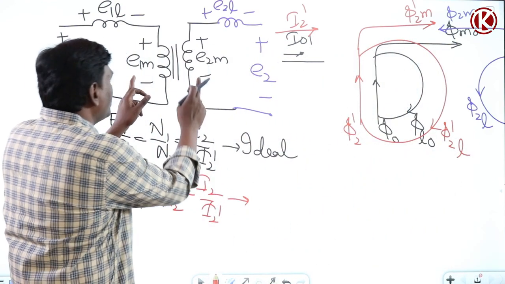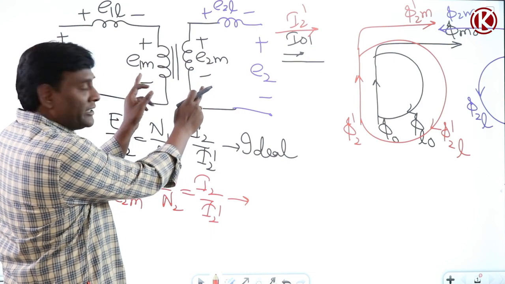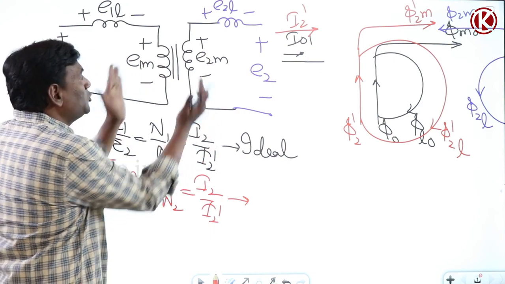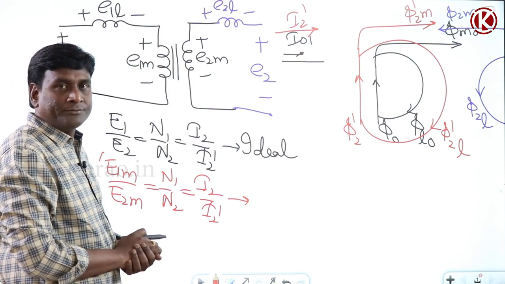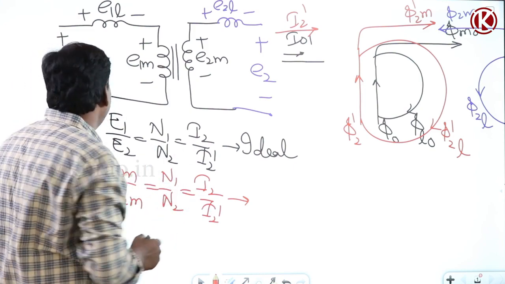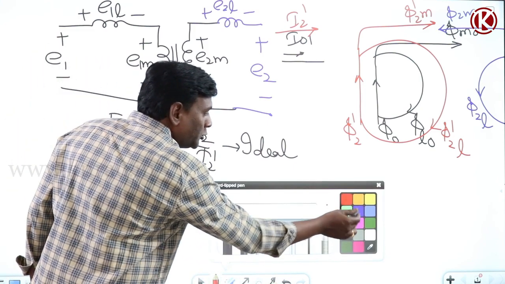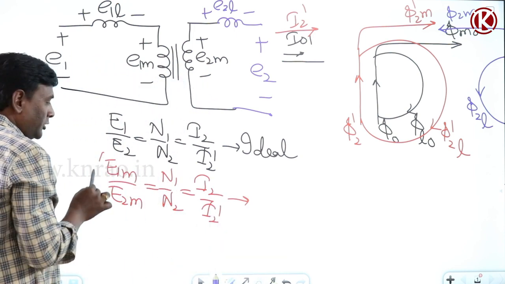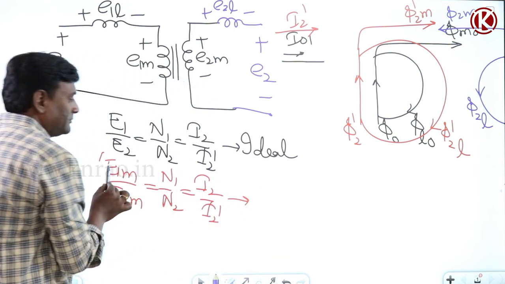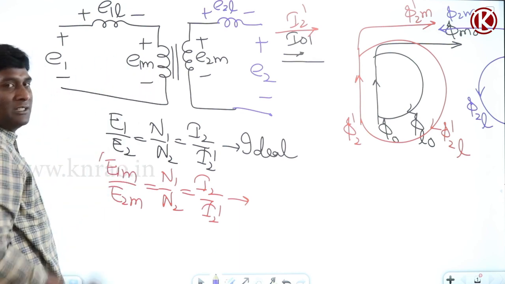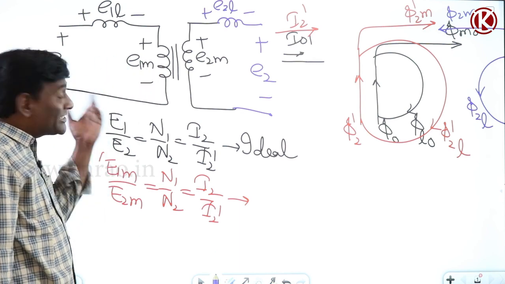Directly, across E1M and E2M leakage is not there. So whatever may be the ideal equation, you please apply across these two terminals. Or else you can do one thing: use the same equation. For example, use this equation and keep the terminology like that. Or use this equation, change the terminology.